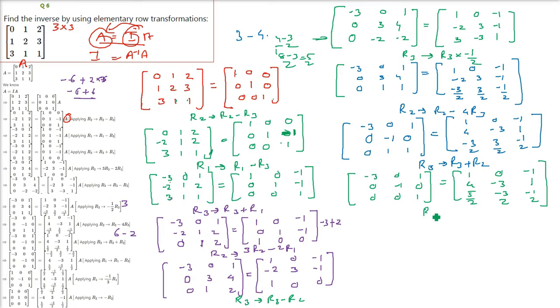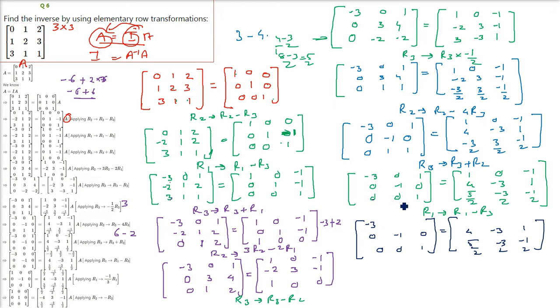Next one is row 1. We are changing row 1 because we have already done row 3 plus row 2. Row 1 will change to row 1 minus row 3. So we'll write row 2 and row 3 as it is. Here also row 2 and row 3 we write as it is: 4 minus 3, 1, 5 by 2, minus 3 by 2 and minus half. Row 1 minus row 3 we will do. So row 1 is minus 3 minus 0, it's going to be minus 3 only.